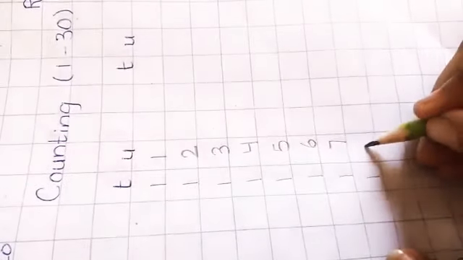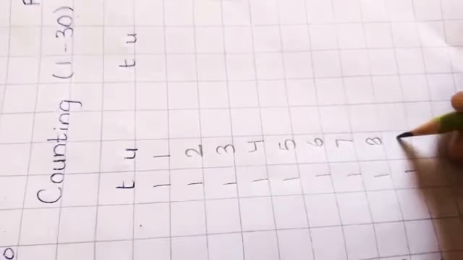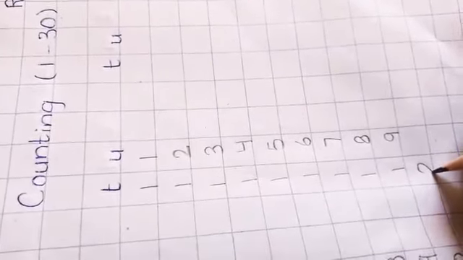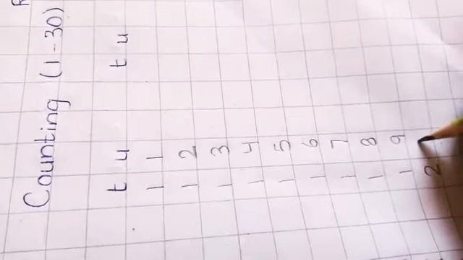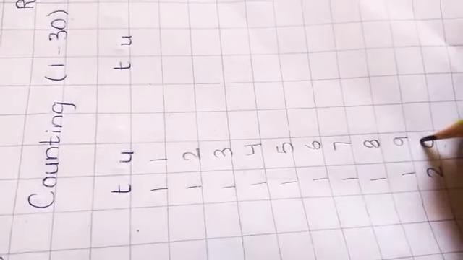1 and 8 makes 18. 1 and 9 makes 19. What comes after 19? Yes, you are right. It's number 20. 20.